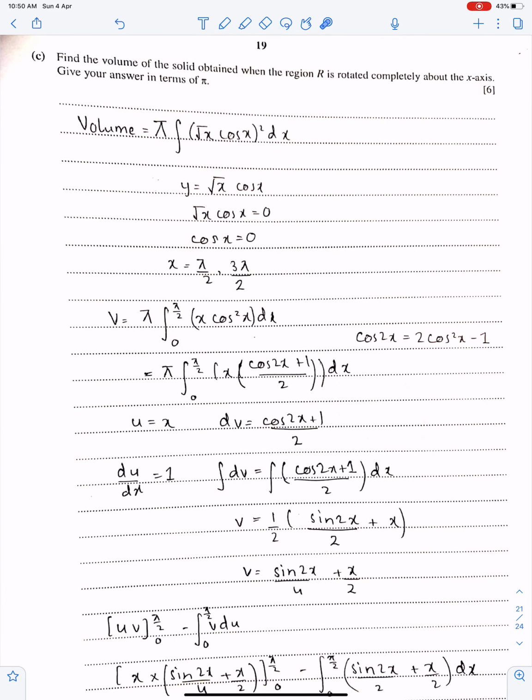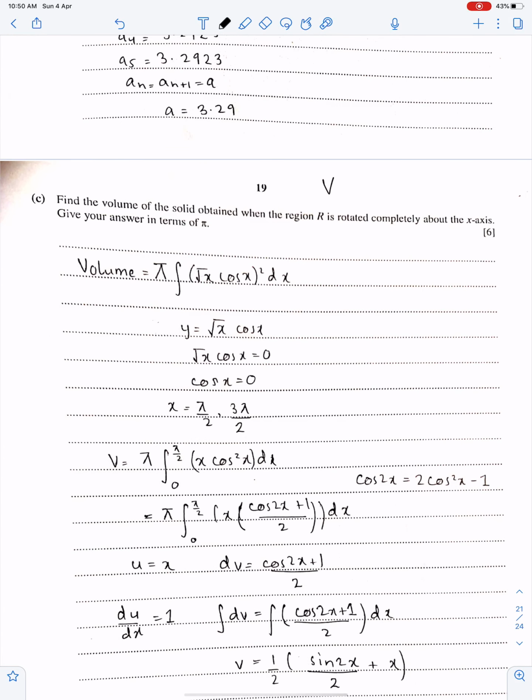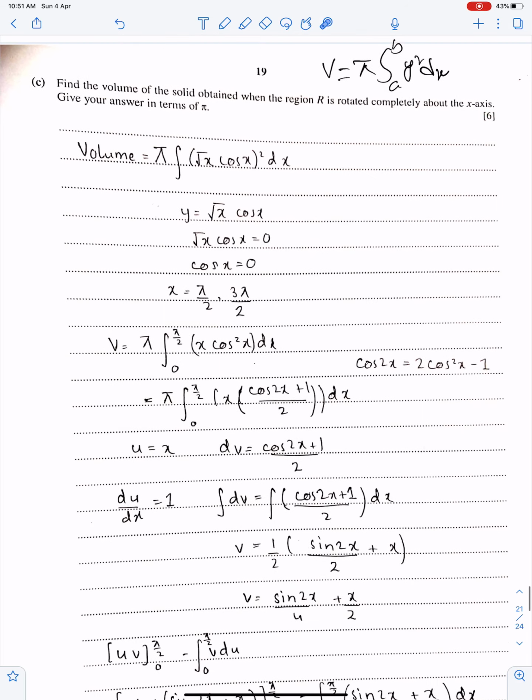Find the volume of the solid. This is the formula of the volume of revolution. You have done this in A1. About the x-axis. So pi under root x cos x whole square dx according to this formula. This is by parts. When you simplify this, you will get x cos square x, and it is by parts twice. You have to use by parts twice here.